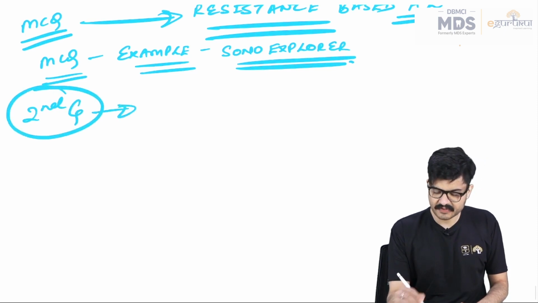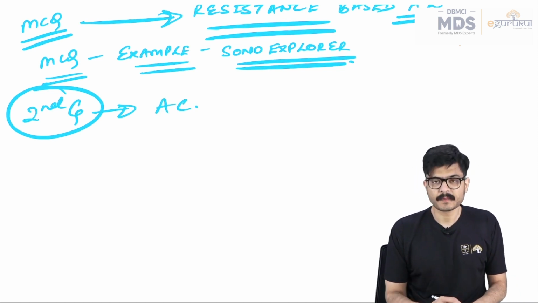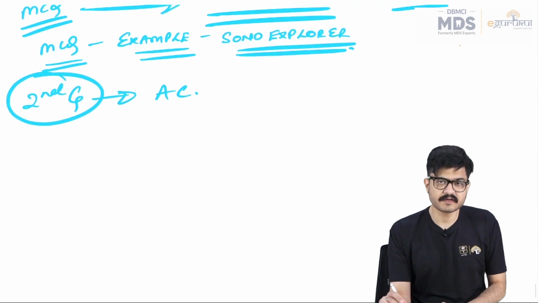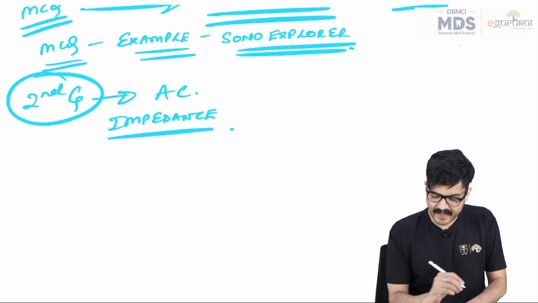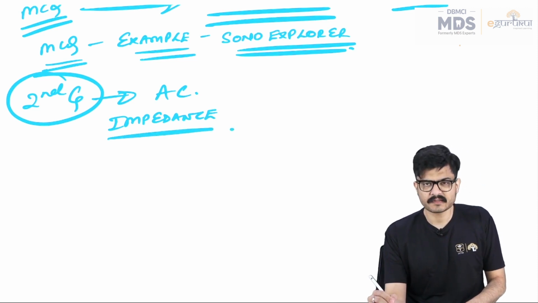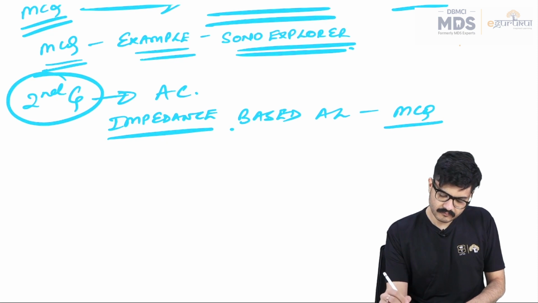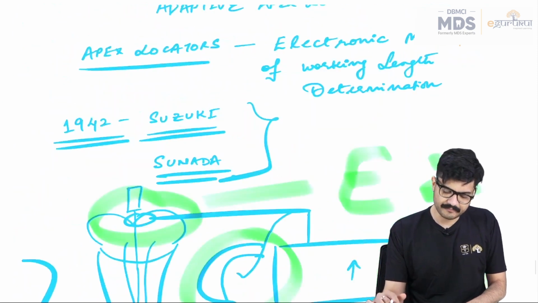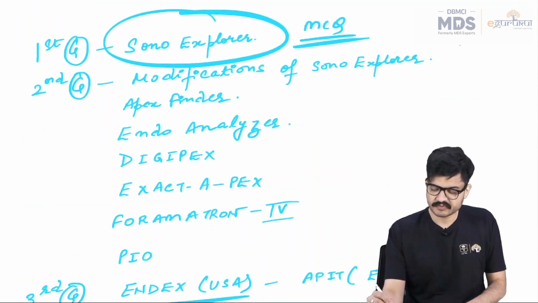In order to improve the accuracy, instead of direct current, people started using alternating current. And the resistance to alternating current, instead of resistance, is known as impedance. So because of that, the second generation apex locators are also known as impedance based apex locators. That's your MCQ. Or it uses alternating current, that's again your MCQ, and your examples would form the third MCQ. So second generation would be further modifications of Sono Explorer.